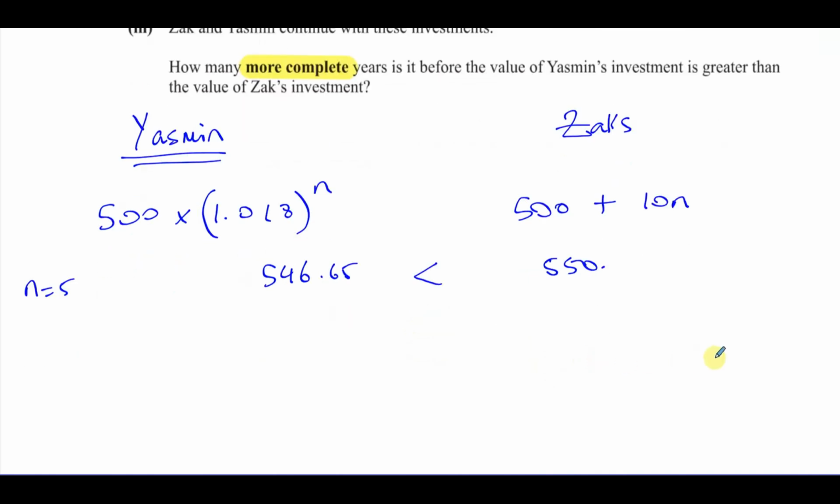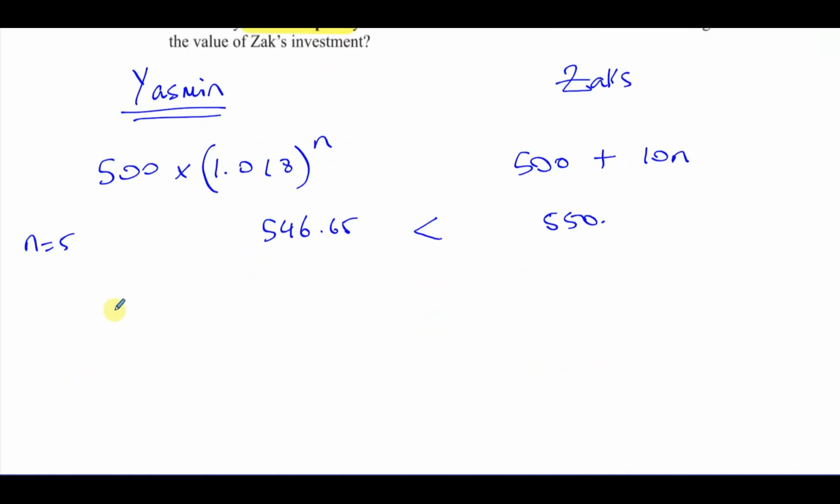Now we've got to think, for example, let's try when n equals 10. Let's see what happens. I'm going to replace the n with 10. So I'll have 500 times 1.018 to the power of 10. On this side, I'm going to have 500 plus 10 times 10. So that's going to be 600.